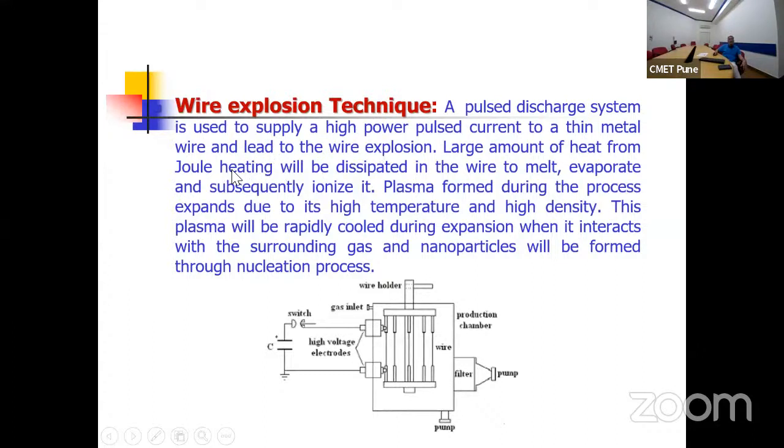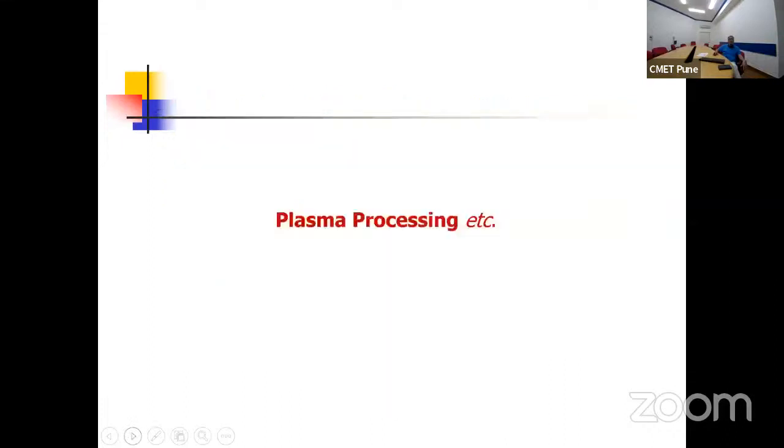A large amount of heat from Joule heating will be dissipated in the wire to melt, evaporate, and subsequently ionize it. Plasma formed during the process expands due to the high temperature and high density. This plasma will be rapidly cooled during expansion when it interacts with the surrounding gas, and nanoparticles are formed through a nucleation process. And now I will go into more detail about plasma processing.